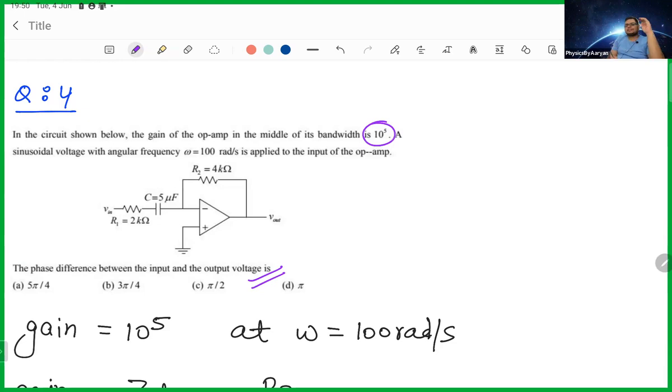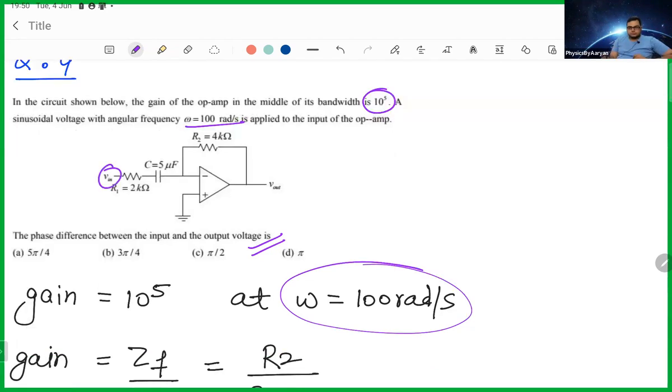And they said a sinusoidal voltage, meaning a voltage changing with time, and the angular frequency is 100 radians per second, is applied to the input. Now they are asking, what is the phase difference between input and output voltage? That's all they are asking.